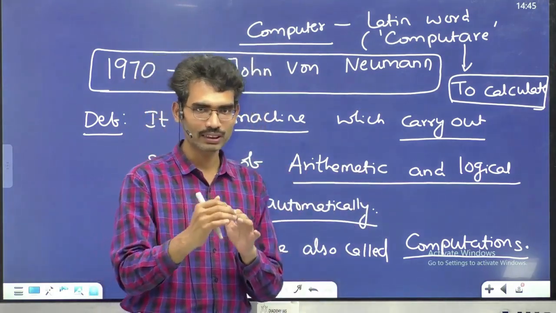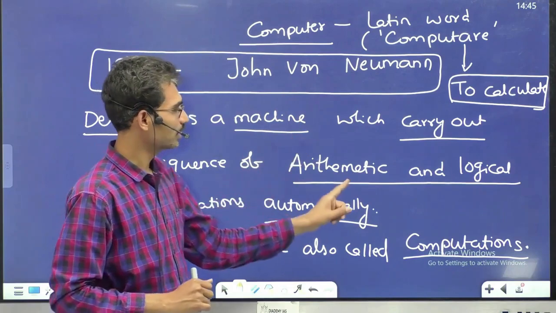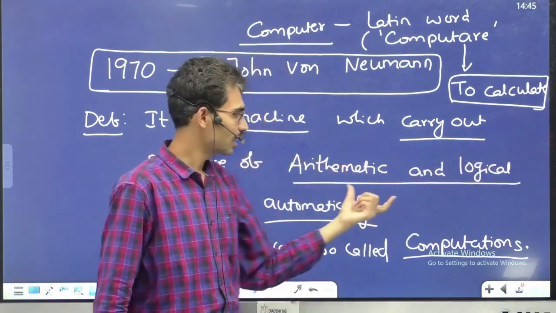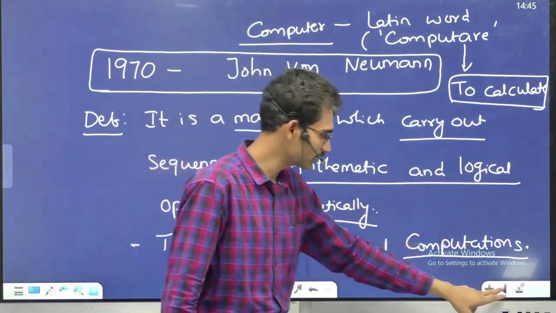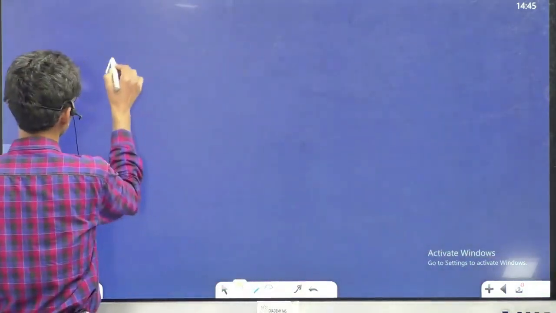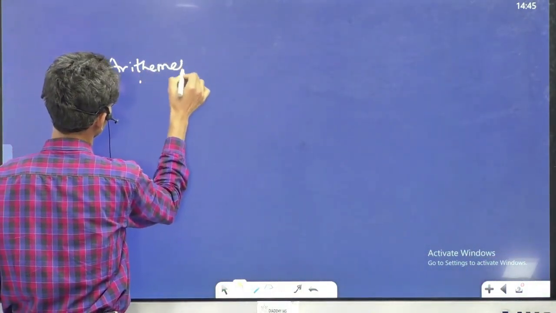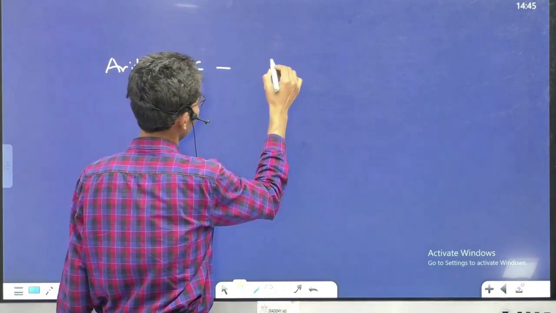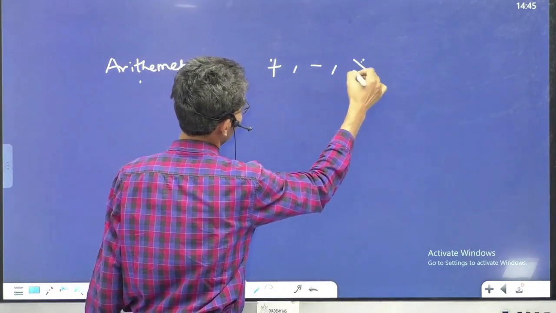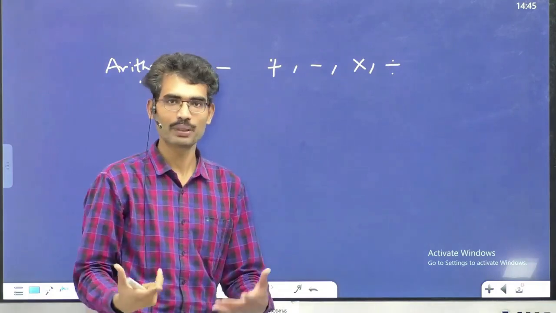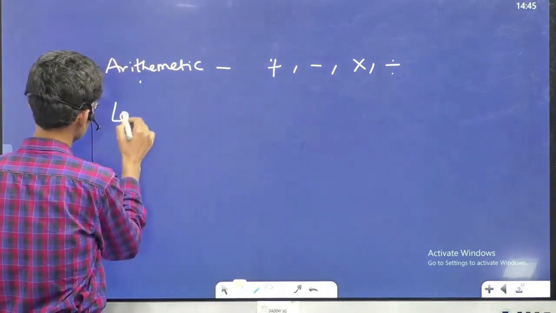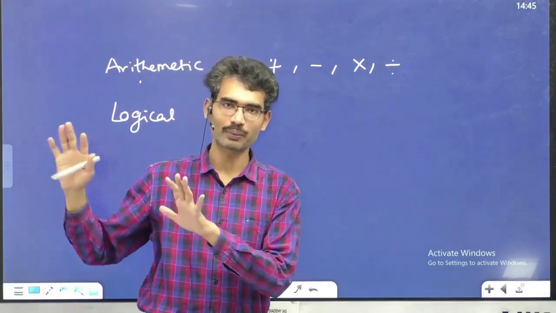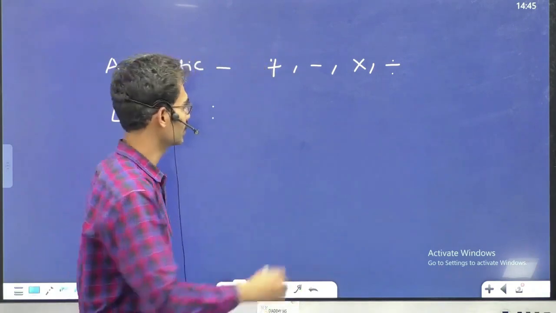If we go a little bit deeper technically, it is a machine which performs certain calculations. What are these calculations? Arithmetic calculations and logical calculations, automatically. What is arithmetic? Basic arithmetic. When you are doing provident fund calculations, you will do addition, subtraction, multiplication, division. These are the basic arithmetic operations. What are logical operations? Here also a question can come: which of the following are arithmetic operations, and which are logical operations?